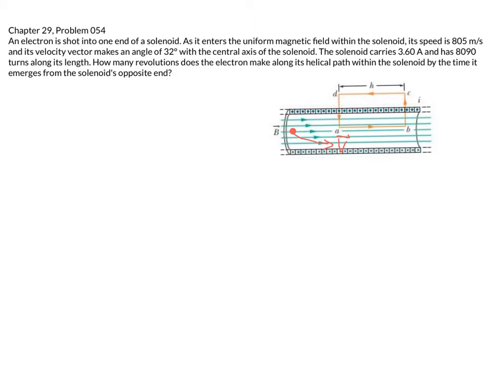So what we have going on here, as you hopefully know by now, is an electron that's being launched into a solenoid. But we're told that it's being launched at a 32-degree angle relative to the central axis of the solenoid. So I tried to represent that here. If you imagine this is the central axis, then this angle here is the 32-degree angle. And so the velocity has both a perpendicular component, which would be v times the sine of that angle theta, and a parallel component, which would be equal to v times the cosine of the angle theta.